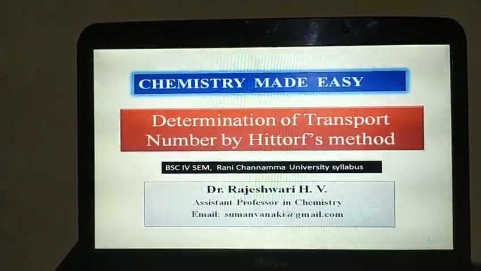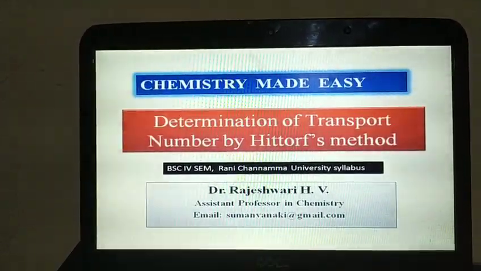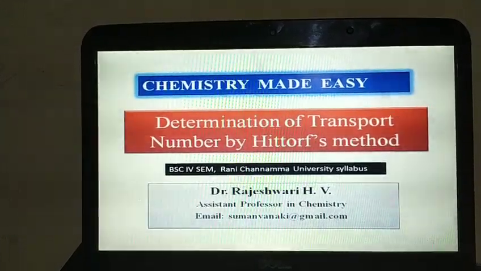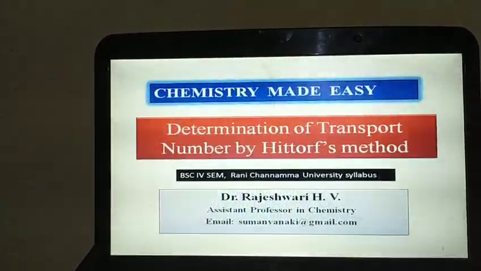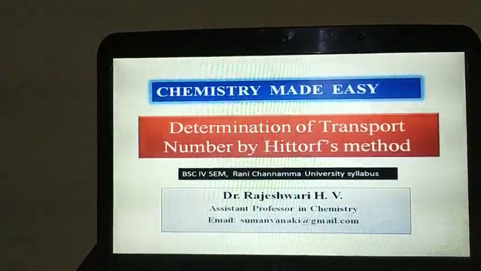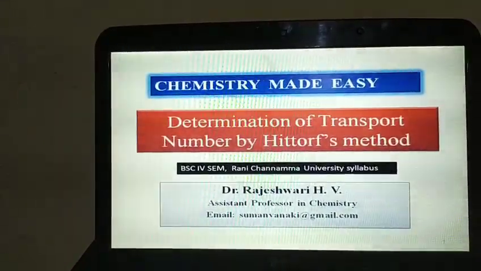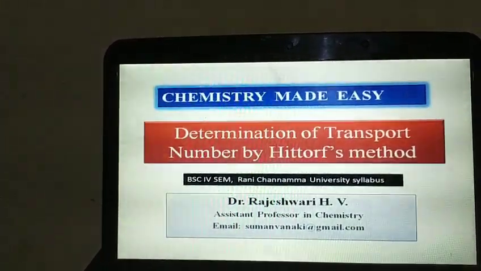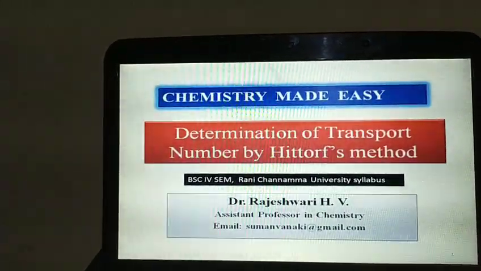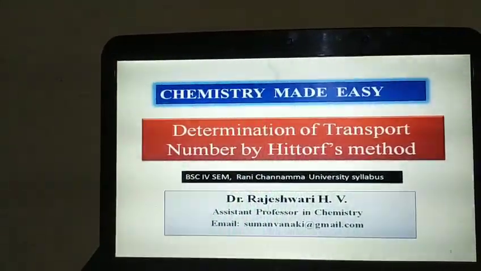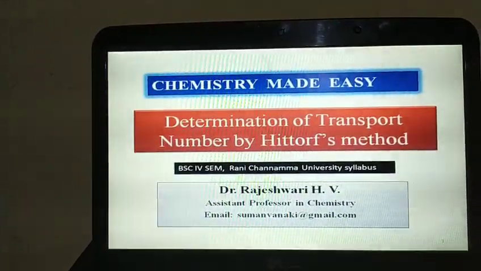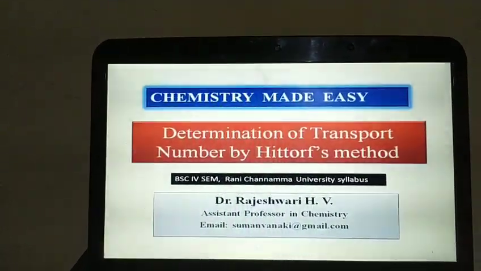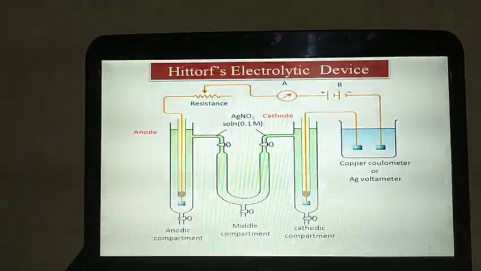In the previous video, I had explained the concept behind transport number and Hittorf's rule. In this video, let us understand how to determine transport number by Hittorf's electrolytic method. There are two important methods for the determination of transport number. The first one is Hittorf's method and the second one is the moving boundary method. Now let us understand Hittorf's method.